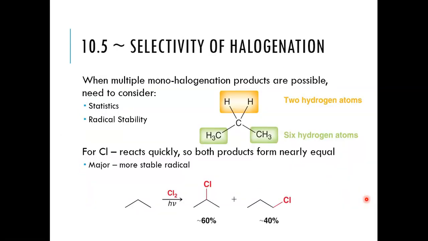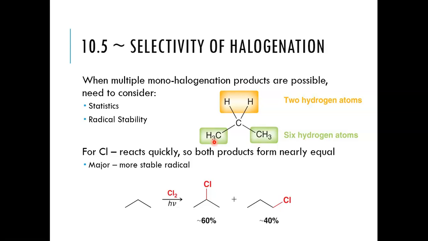So when we talk about how reactive chlorine and bromine are, and I said that bromine is more selective, that's where this is going to come into play. When we look at a larger alkane, so we're going to look at propane here, we want to know how many possible products there are. And our halogen could add to that center carbon, and in order to do this, we have to take off a hydrogen. So there's two potential hydrogens that could be removed and replaced with our halogen. Either one would give us the same product though. Or we could take one of these three hydrogens off and replace it with a halogen.